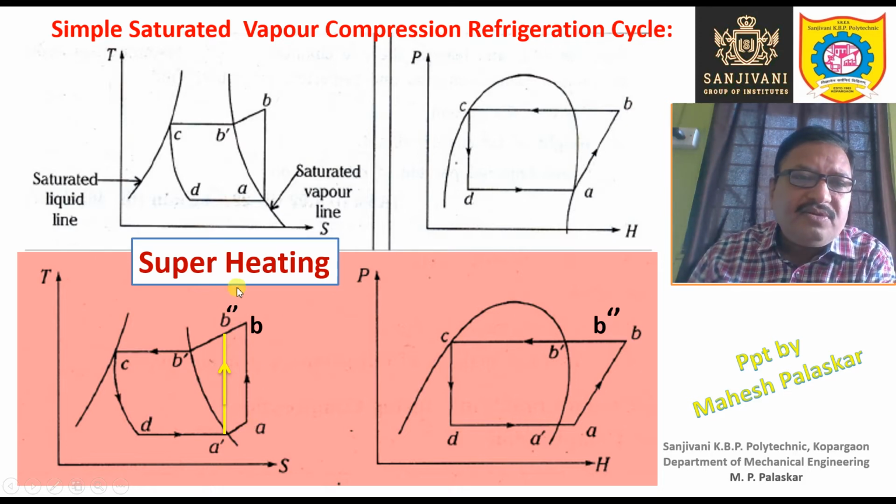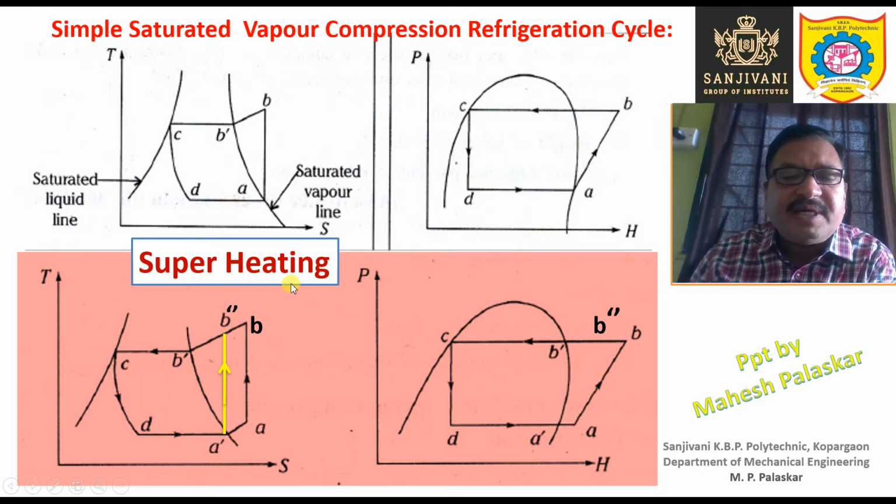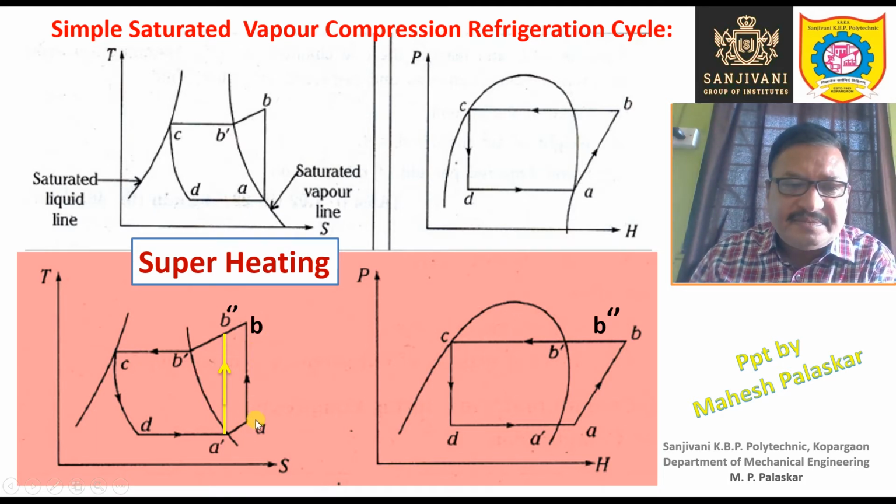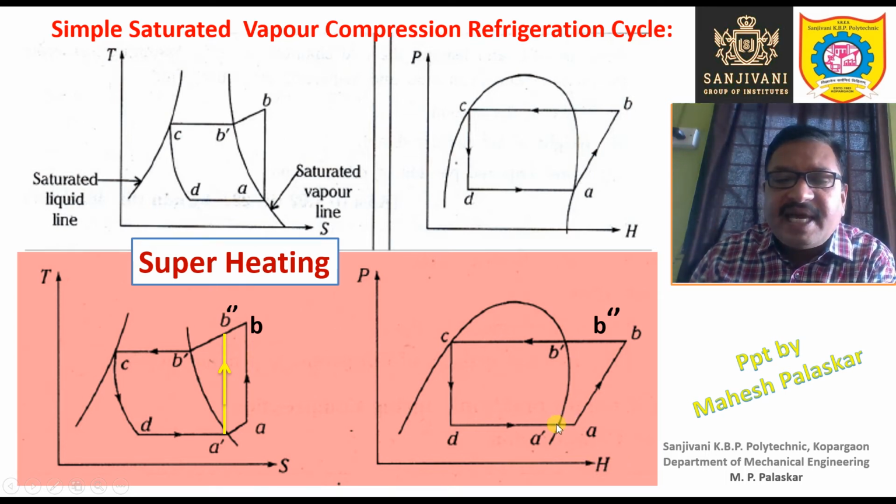So according to the superheating cycle, if you go for superheating the suction vapor, it means that the refrigerant vapor which is entering the compressor is superheated. That is at point A. Here you can also see in the pH diagram that instead of A dash, the refrigerant entering the compressor is at point A. So that is in the superheated region. Point A is in the superheated region.